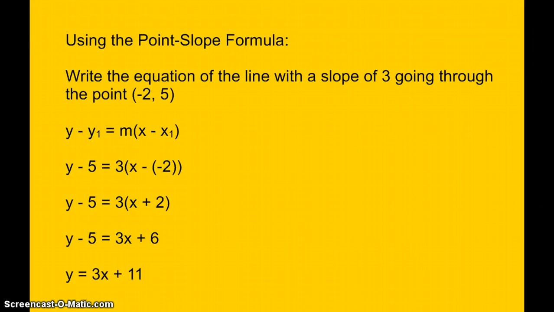Once you've substituted into the formula, it's just a little basic algebra to get to our solution. We go ahead and distribute the 3, giving us 3x plus 6. And then we want y equals, so we get rid of the minus 5 by adding 5 to the other side, giving us y equals 3x plus 11. So basically what we're doing here is we're using the point-slope formula to find that y-intercept. We're taking the problem, plugging it into our formula, and then solving it for y so that we end up with an equation in slope-intercept form. But we're using the point-slope formula to get there.